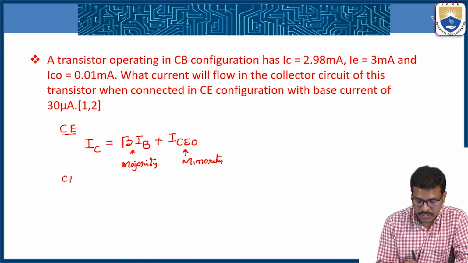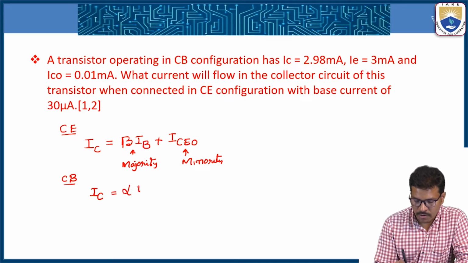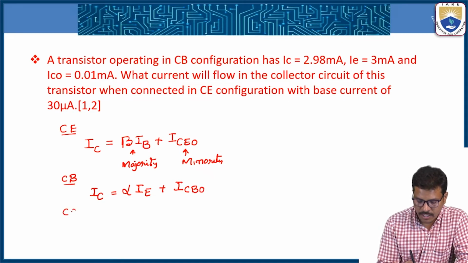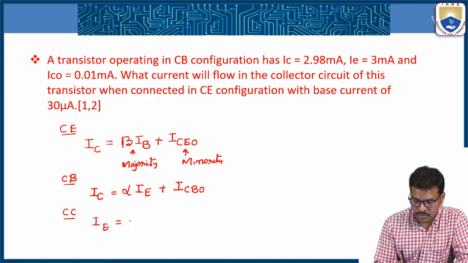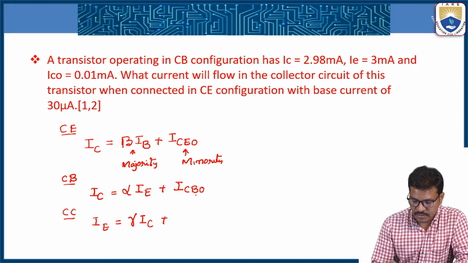In common base, this current becomes IC is equal to alpha IE plus ICB naught. And in the common collector configuration, IE is equal to gamma IB plus ICE naught.